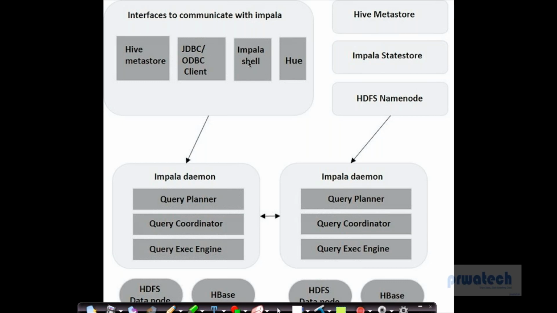I'll do a practical for Impala anyway. Queue is there. Then Hive metastore, Impala statestore, HDFS NameNode, HDFS daemons are there. These are the execution engine. What they do internally is plan a query, coordinate, and then submit to the execution engine. Okay, and I can use Impala on Hive because Hive data is present in HDFS, and I can use that in HBase also.